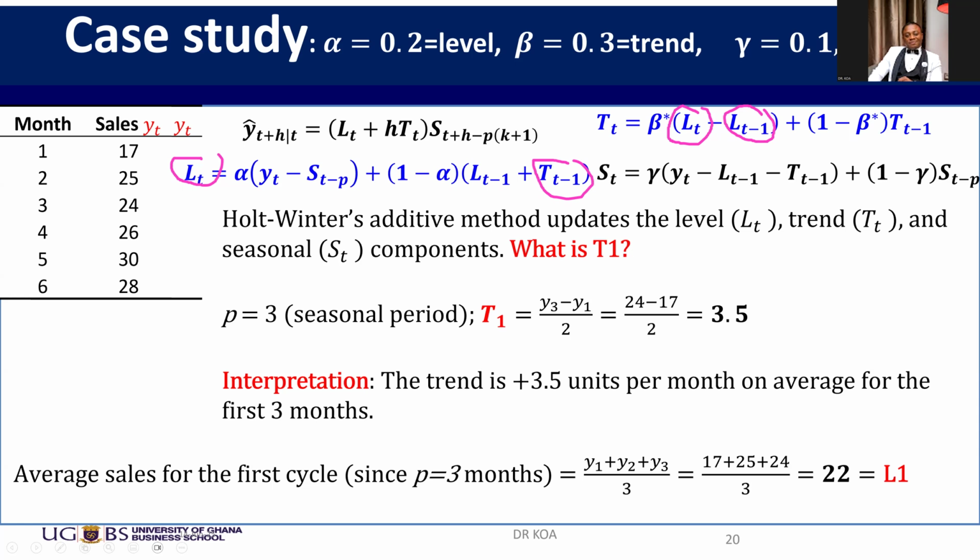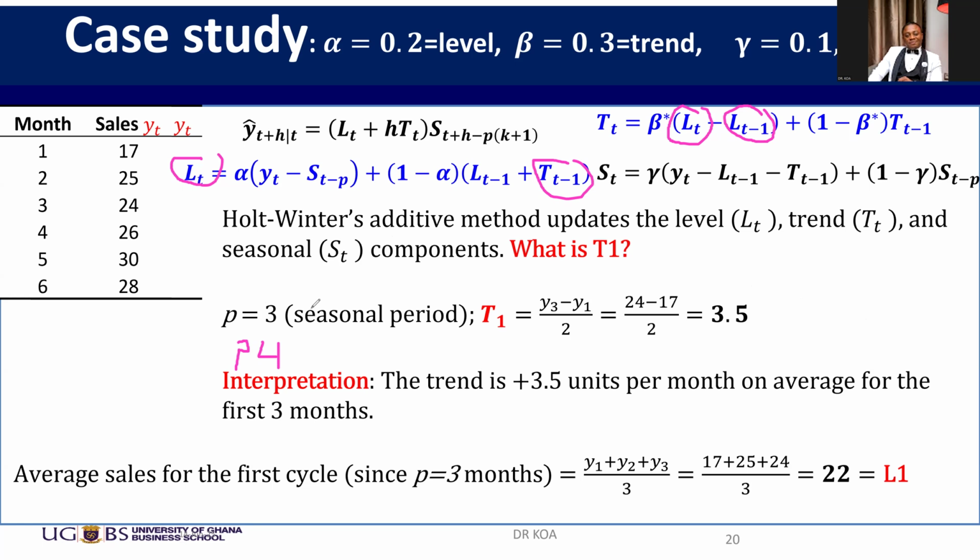And the average of the first 3 months, you see, to get a trend, you take the difference between the first and the third, depending on the kind of seasonal period that you were given. If our seasonal period was starting from 6, we would have found the difference between the 6th period and the first period, and that would have given us our T1. If the period was 4, our T1 would be the difference between the sales of the 4th period and the sales of the first period.